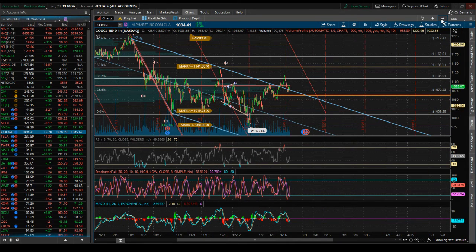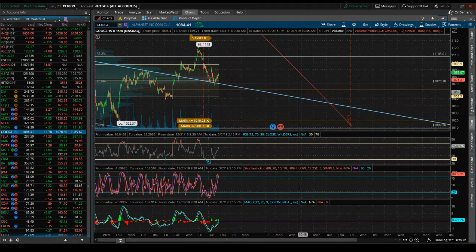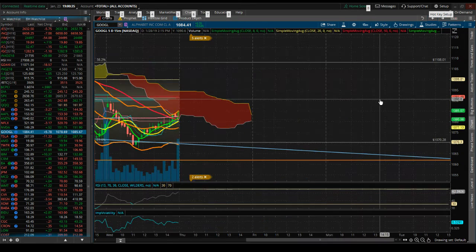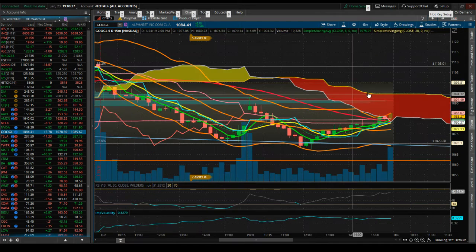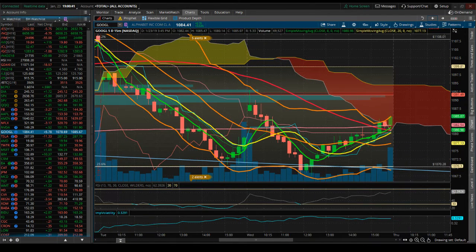I kind of want to just start off here on the 15-minute time frame, and just take a look at how the SPX behaved today. Okay, so we gapped up this morning, as you recall.